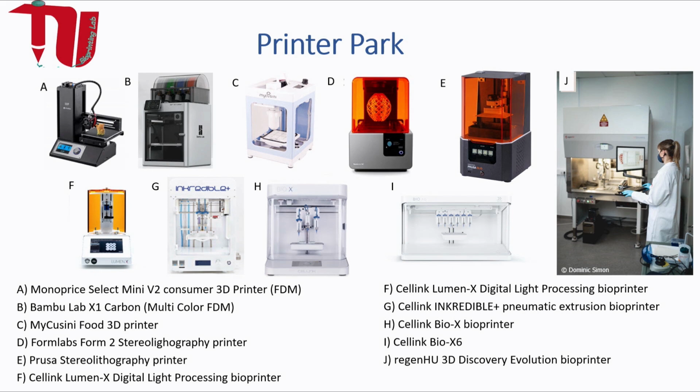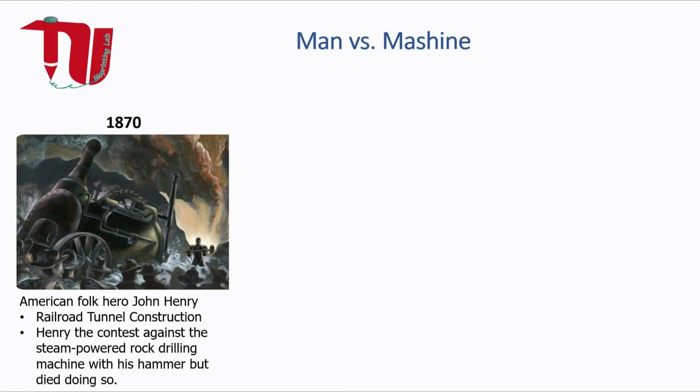So we need different types of printers to cover the different technologies we need for bioprinting. So here you see our printer park. We have printers for digital light processing. We have printers for mechanic and pneumatic microextrusion. And of course, we have some printers like conventional FDM and stereolithography printers that we use to produce small parts for our processes. And my favorite printer is in the middle of the top row. It's a chocolate printer, so that is for the leisure time in between.